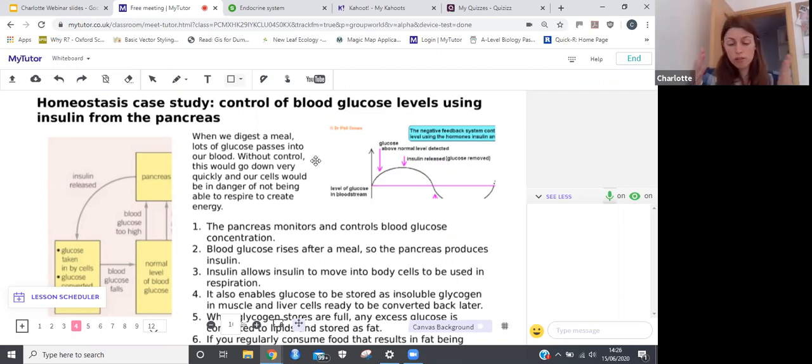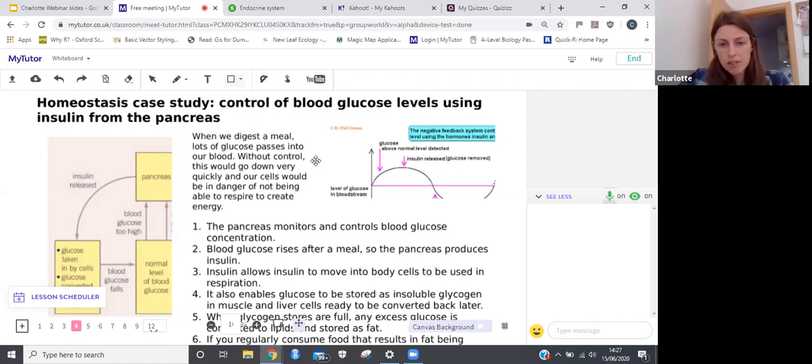We need glucose for respiration. Our cells all need glucose in order to generate energy so that we can live and react and do all of the things that we do. But we need to control it, because without control, we'd have lots and lots of glucose after a meal, our cells would use a bit, the rest of it would be excreted in urine from the kidney, and then we wouldn't have any. So we need a mechanism of controlling the levels in the blood and storing some when we have excess. The end result would be that our cells would not be able to respire to create energy. So we need to control those glucose levels.